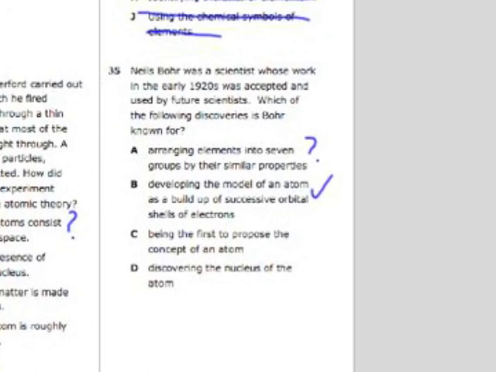Being the first to propose the concept of the atom, who was that one? The concept of the atom. Greek philosopher? Democritus. He's the first one that kind of conceptualized the idea. Discovering the nucleus of the atom. Okay, so which one do you think is best? B. B. All right, any questions, guys?